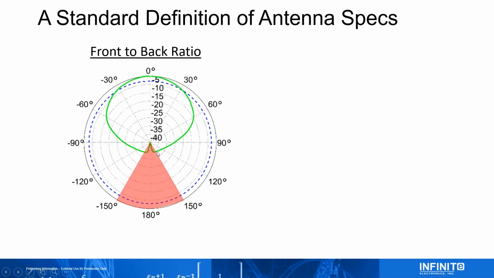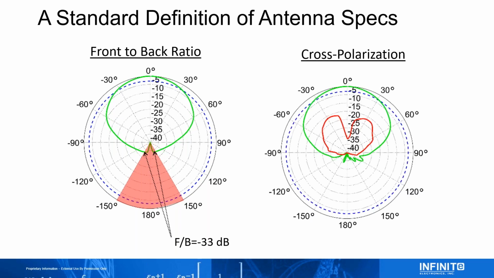We take the max value of this green curve, and you can see here that the front to back reduced from -40 to -33. Even though it looks worse on the data sheet, it's more realistic in what you're actually going to care about when you're trying to do some type of frequency reuse and trying to avoid interfering with yourself.